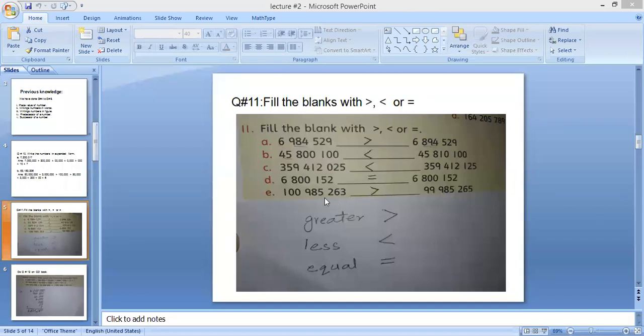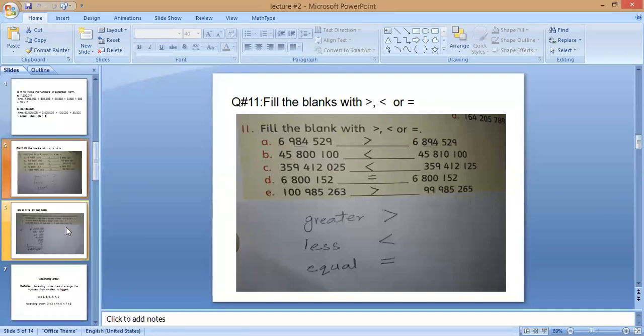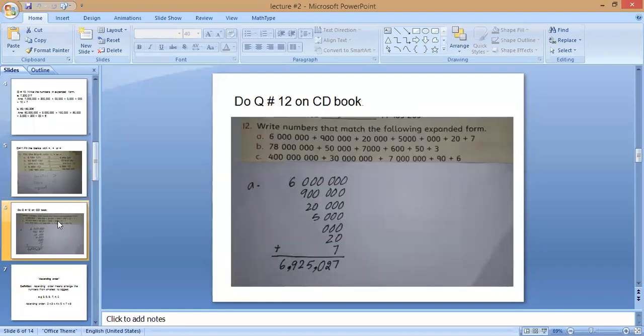Is it clear, friends? Okay, after this one lecture, I will take a question answer session. Then I will ask about your problems. Okay. Now our next question is question number 12. Do question number 12 on the Countdown book. It's a very easy question. And your question is what?